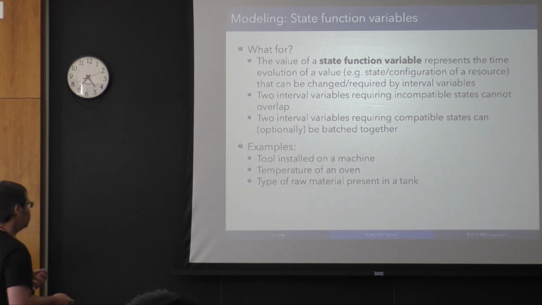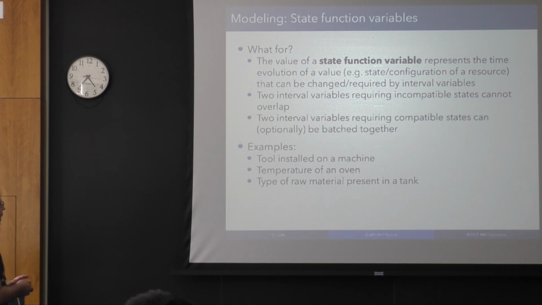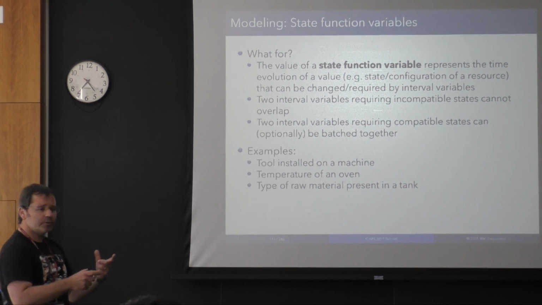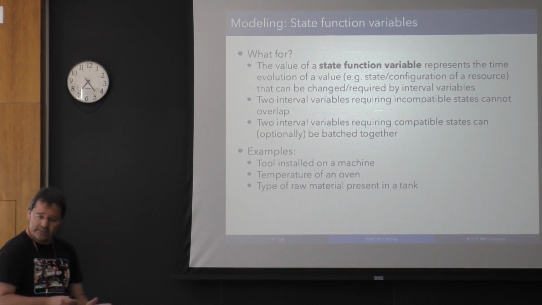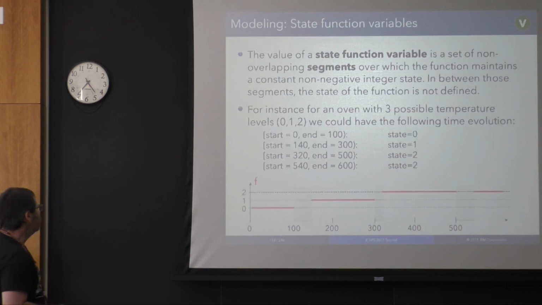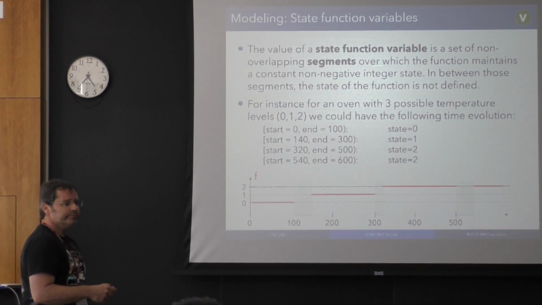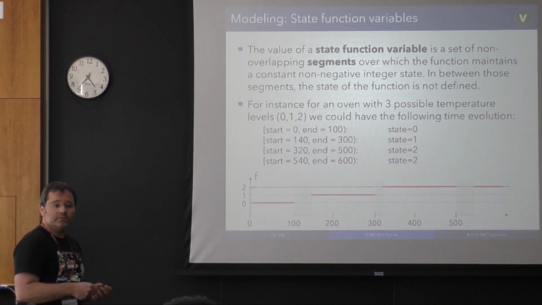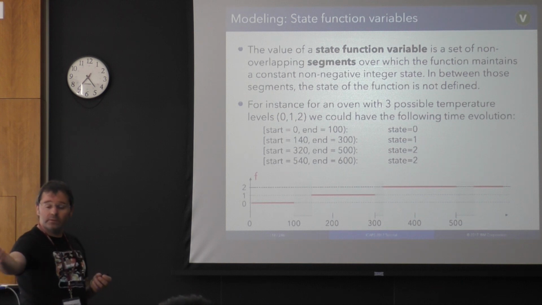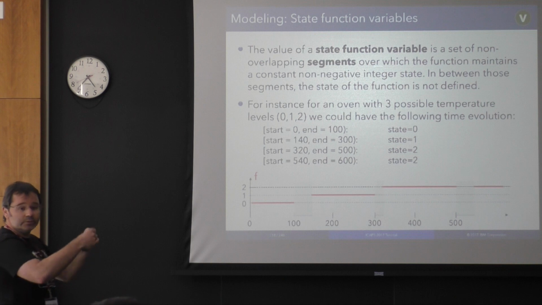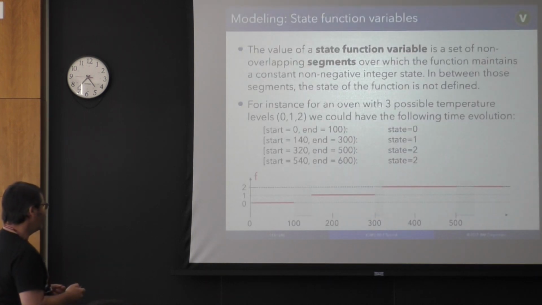They cannot overlap. And also we have some way to say that two interval variables requiring the same state, under some conditions, can be batched together. They start and end at the same time. So you can see the value of the state function as something like, in a dynamic system, a state variable describing the state of the system over time. Okay, and the value is the value of the solution, or in the schedule, you have computed.